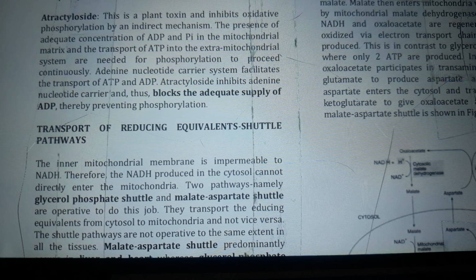Atractyloside. This is a plant toxin and inhibits oxidative phosphorylation by an indirect mechanism. The presence of adequate concentration of ADP and Pi in the mitochondrial matrix and the transport of ATP into the extramitochondrial system are needed for phosphorylation to proceed continuously. Adenine nucleotide carrier system facilitates the transfer of ATP and ADP. Atractyloside inhibits adenine nucleotide carrier and thus blocks the adequate supply of ADP, thereby preventing phosphorylation.